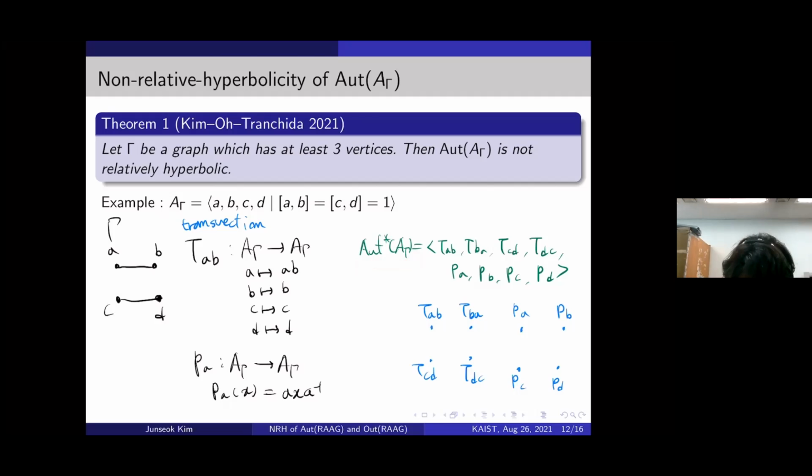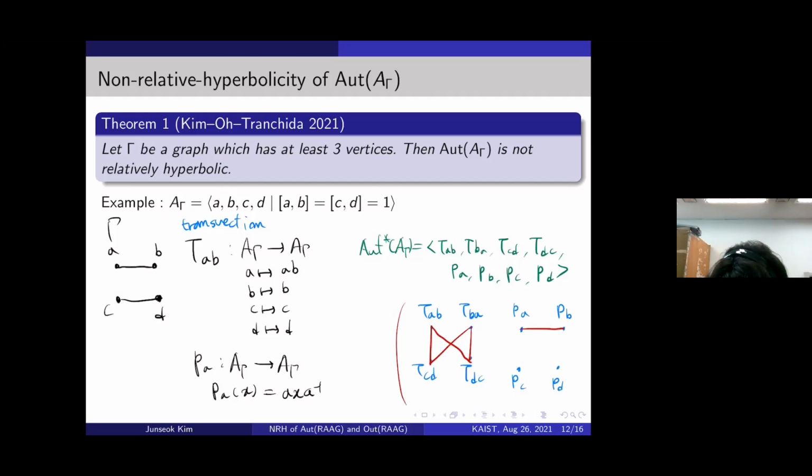Note that T_AB and T_BA, as you can see here, fix C and D, and vice versa, so T_AB and T_CD commute. So here are the vertices of the commutative graph, and so we get an edge like this, right? And because A and B commute in the right-angled Artin group, P_A and P_B also commute.